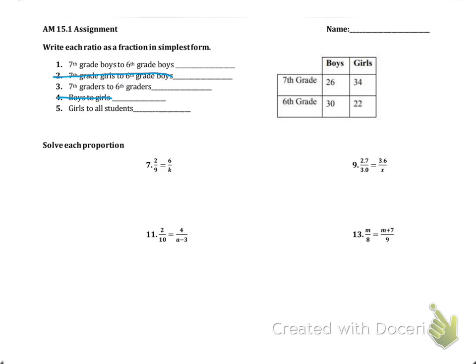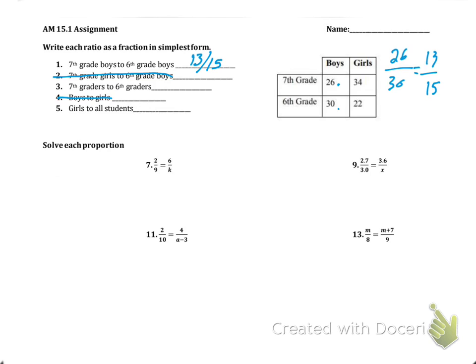7th grade boys to 6th grade boys. So that would be 26 over 30. Then I've got to think, can I simplify this? One easy way that I do is, are they even? If they're even, I know I can at least divide by 2. So 26 divided by 2 is 13, and 30 divided by 2 is 15. Can I reduce it any more? Nope, no other numbers go in there, so that's 13 over 15.